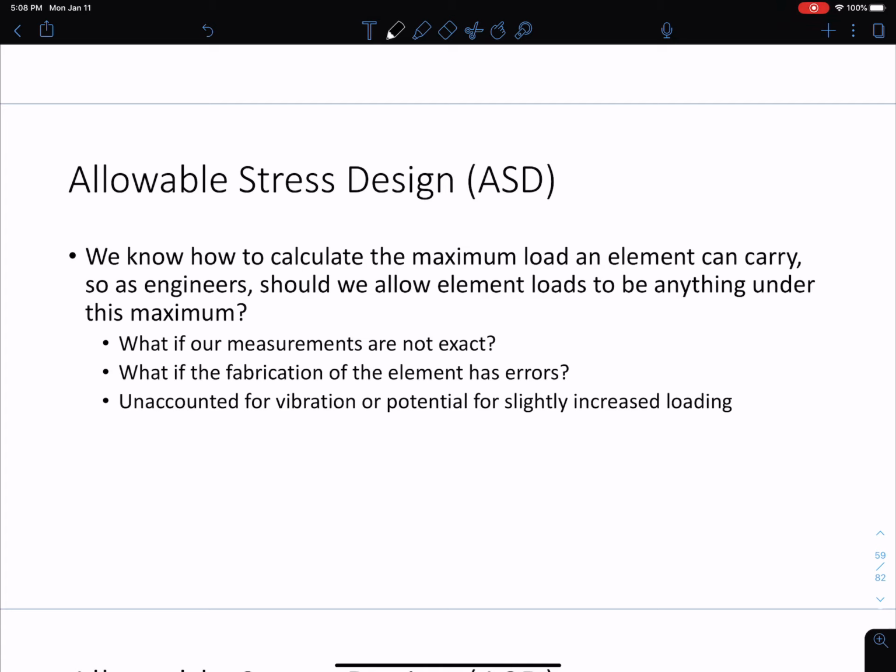Up to this point, we know how to calculate the maximum load that an element can carry. We've been doing that in the previous examples. We want to see what the maximum load that the element can carry is. So as engineers, let's think about this. Let's say we have a beam here, and you can even think of this as a 2x4, a timber, plywood, anything like that. Just think of something that you know and can imagine in your mind.